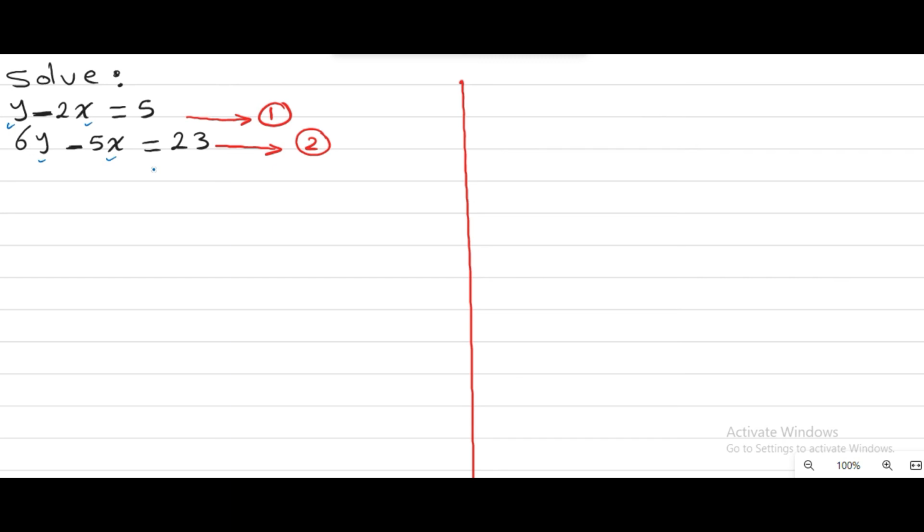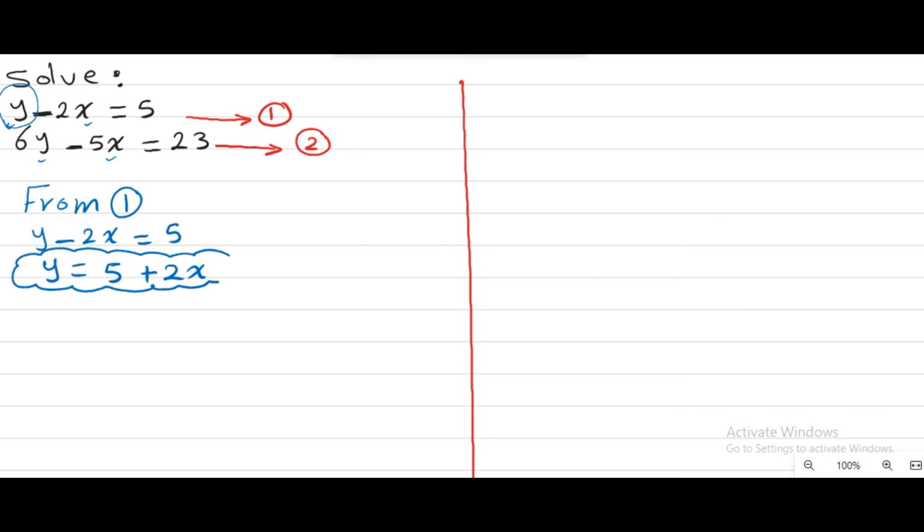Here in equation 1 we have variable y with coefficient positive 1, so I choose equation 1 to get the subject. I'll say from equation 1, which is y minus 2x equal 5, I'll make y the subject of this equation, so it's y equal 5 plus 2x, and we'll name this equation star and put the value of y, 5 plus 2x, in equation 2.